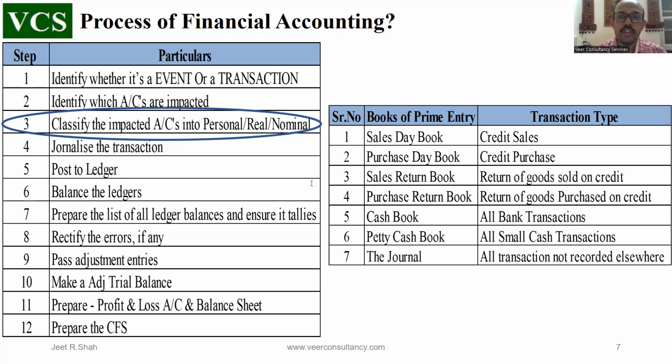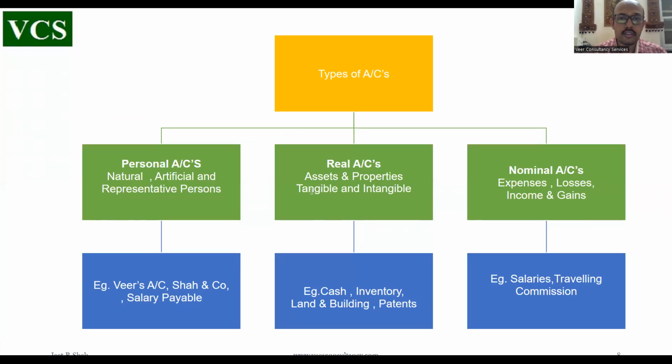So over here you can see that in classical accounting, the accounts are classified, as I told you, in three parts: personal accounts, real accounts, and nominal accounts. The accounts that contain transactions related to individuals or other organizations with whom your business has direct transactions are known as personal accounts. These personal accounts include natural person, artificial person, or representative person.